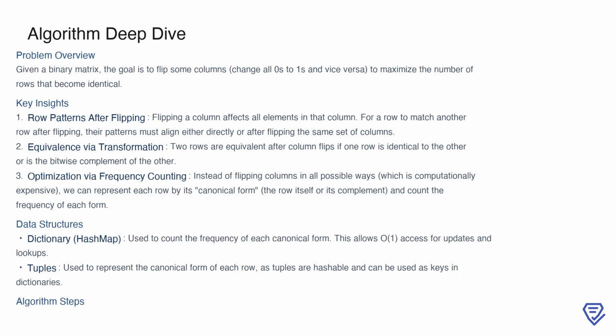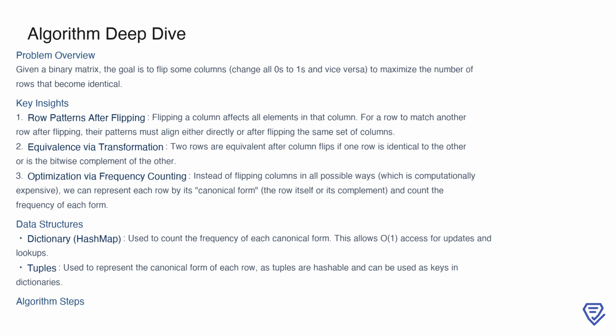In this problem, we are given a binary matrix, and our goal is to maximize the number of rows that become identical after flipping some columns. Flipping a column means swapping all zeros to ones and vice versa for every row in that column. To solve this, we need to understand how row patterns change after flipping. Specifically, two rows can be made identical if their patterns align either directly or by flipping the same set of columns. This brings us to the concept of equivalence.